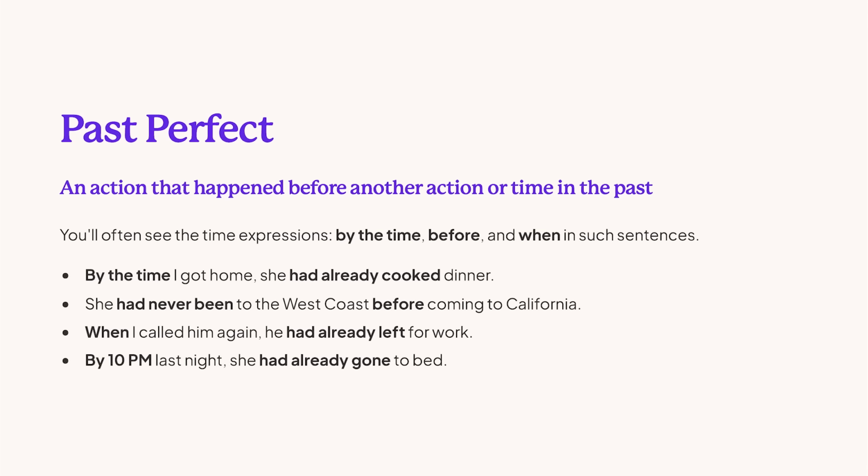There is only one use of the past perfect that you should remember now. An action that happened before another action or time in the past. You'll often see the time expressions by the time, before, and when in such sentences. By the time I got home, she had already cooked dinner. So first, she made dinner, and then I came home.